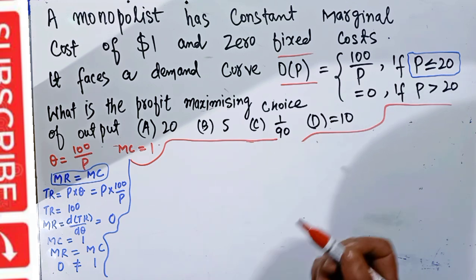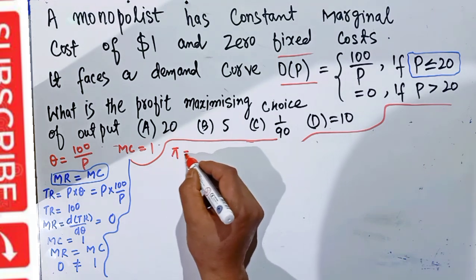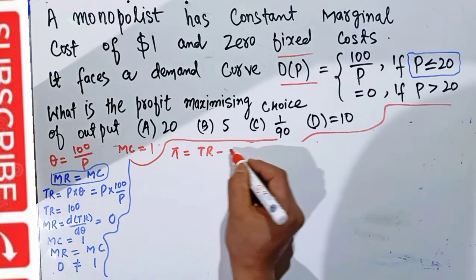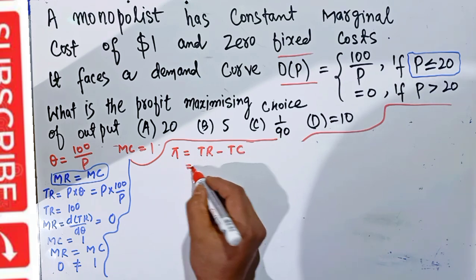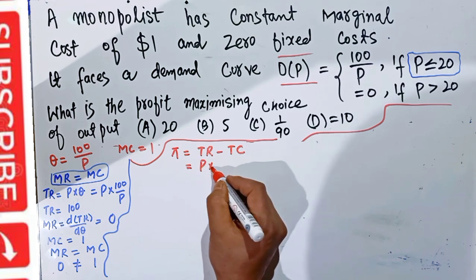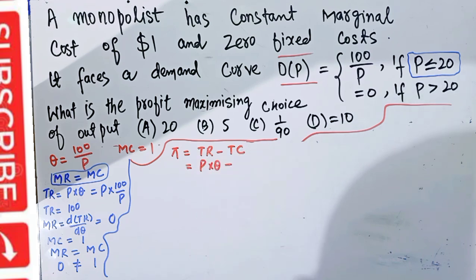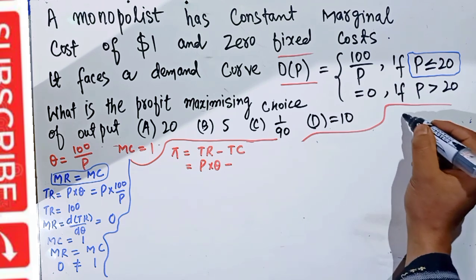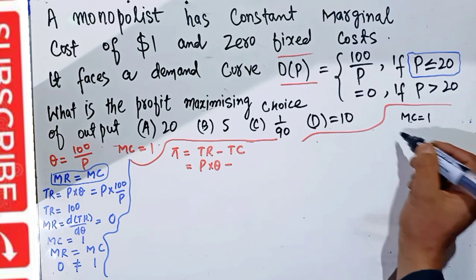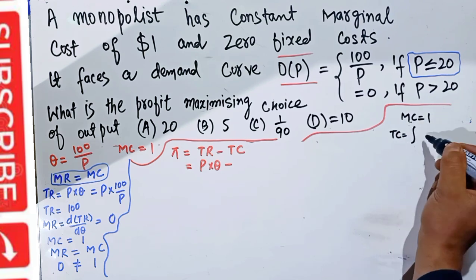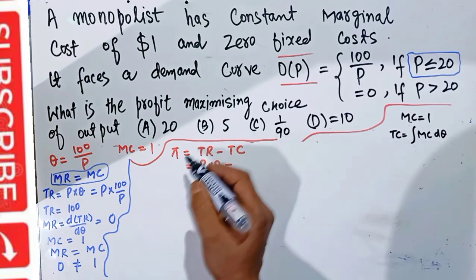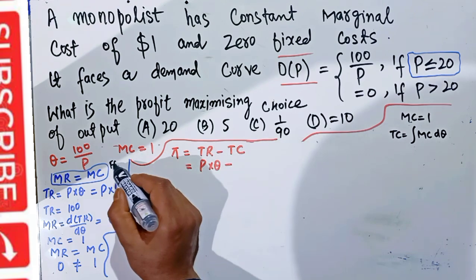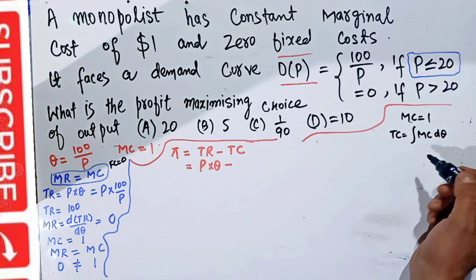We know that profit of a firm is simply equal to the total revenue minus total cost. And what is total revenue? Total revenue is simply price into output, minus what will be the total cost here. Since marginal cost is given to us as 1, total cost is simply the integral of marginal cost with respect to output. And also we are told that fixed cost is 0. That's told in the question.